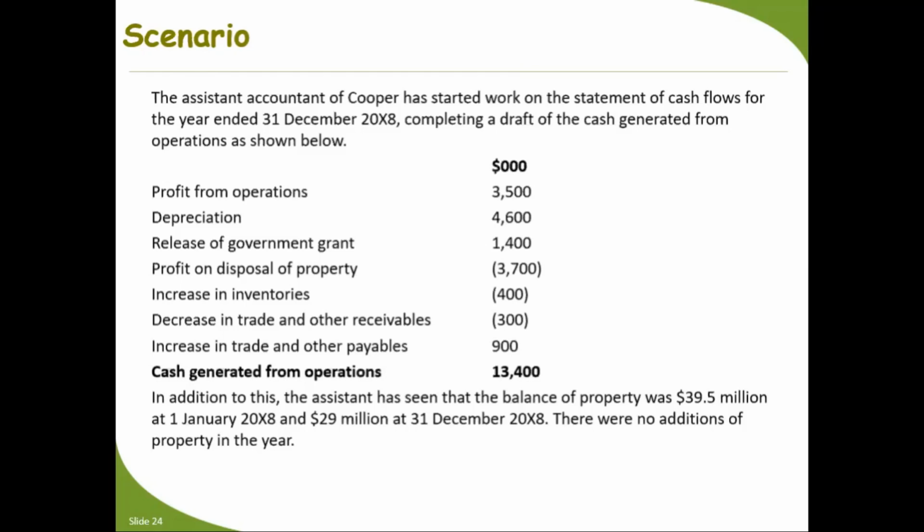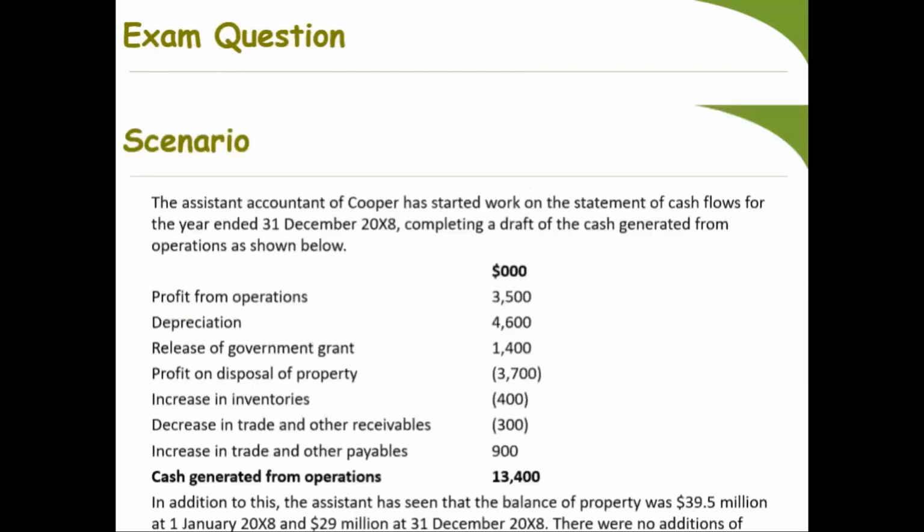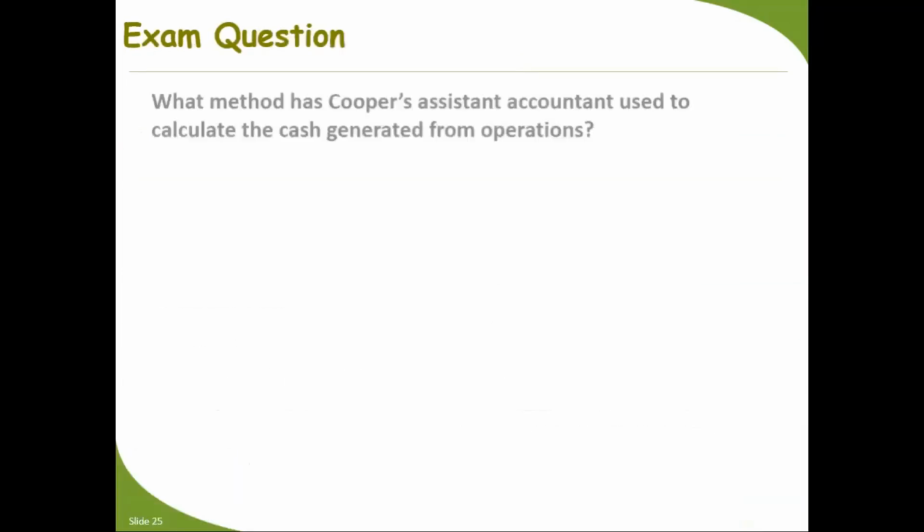In addition to this, that assistant had seen that the balance of property was 39.5 million at 1st January opening balance and 29 million at 31st December 2008 closing balance. There was no addition of property. So there was a disposal. There was also deferred income balance relating to government grant of 6 million at 1st January and closing balance was 8 million. Now, from this data, we are supposed to do the question.